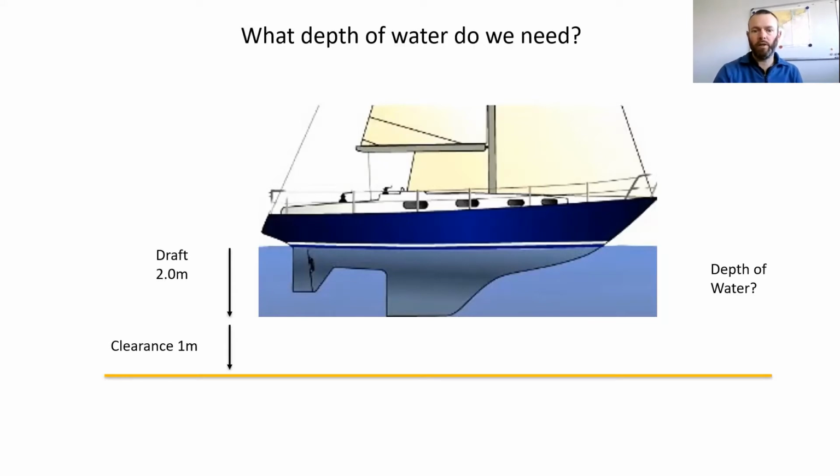So now the question is, what's the minimum depth of water that we're happy with going into Cormac's, crossing over that bar? And really the answer to that is it's a combination of our draft and our clearance. So that's 3 meters, the depth of water that we require.